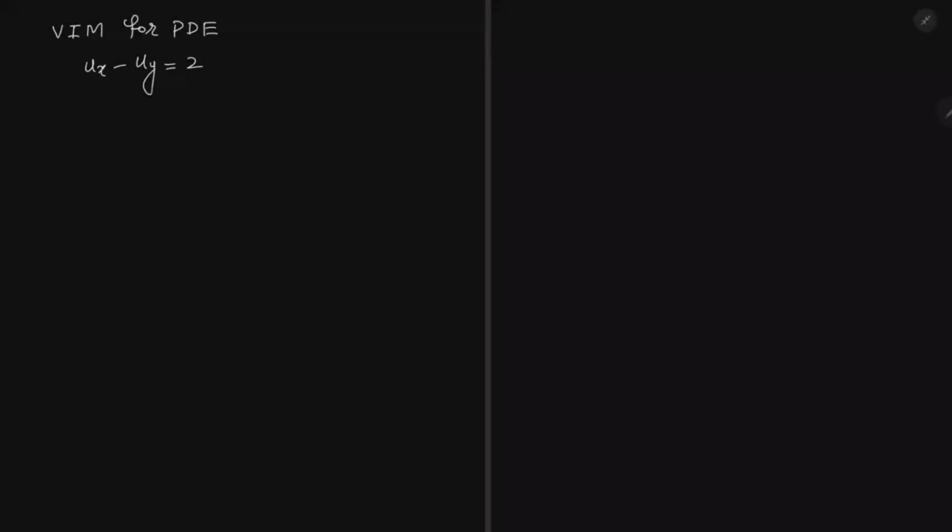In this video, I am going to solve a partial differential equation by using the variational iteration method. We have this partial differential equation over here, and we have two conditions on u. One is for y equal to 0, which is x, and another condition is u of 0, y is equal to minus y.